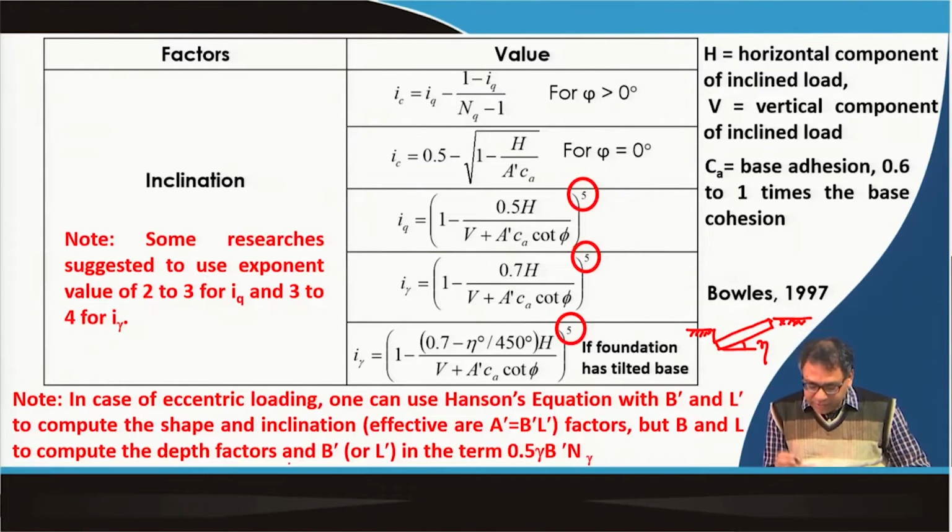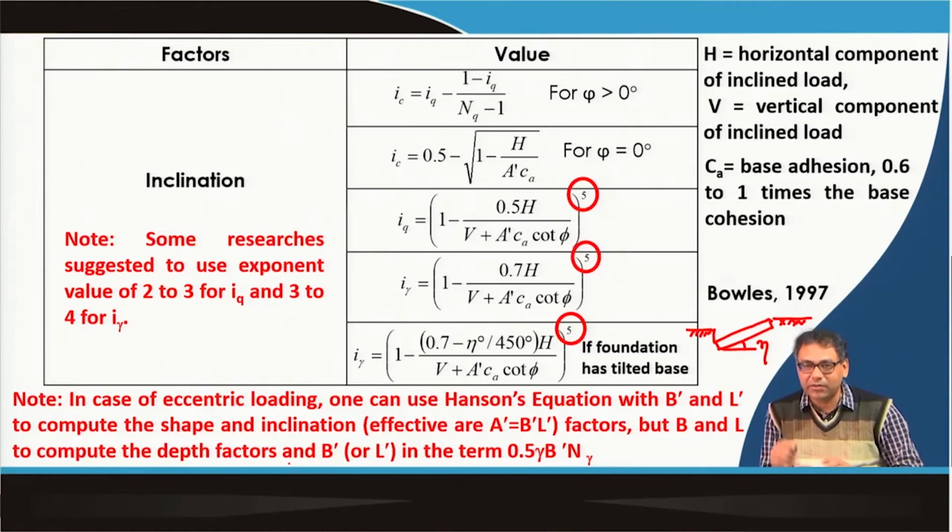Okay. So, that means you have to use B and L to compute the depth factor as per the Hansen bearing capacity equation for eccentric loading, but to compute shape factor and inclination factor you have to use B dash and L dash or effective areas. But in the third term of the equation you have to use B dash, okay, or L dash. Later on I will discuss why I have mentioned L dash, okay, because in the Terzaghi Meyerhof equation I have given only B dash, but here I have given B dash or L dash.